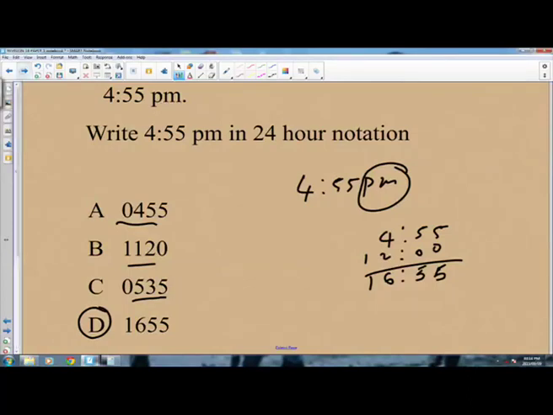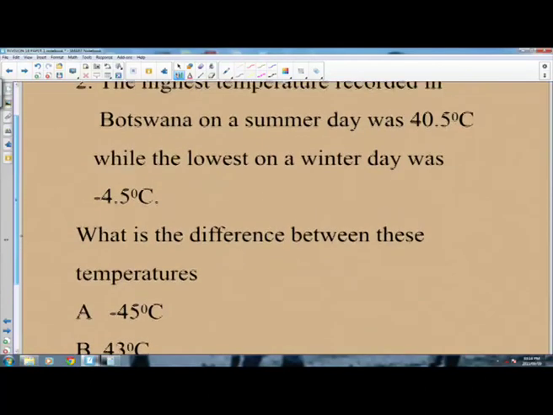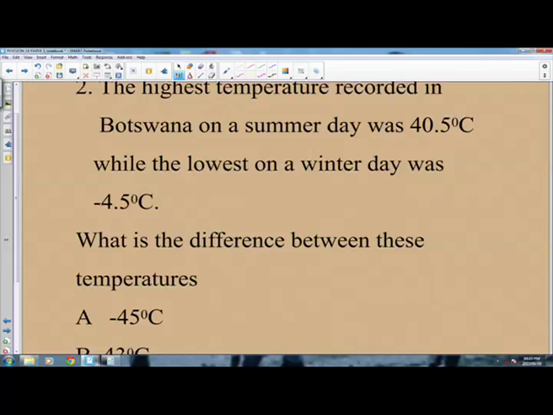Question number 2. The highest temperature recorded in Botswana on a summer day was 40.5 degrees Celsius, while the lowest temperature on a winter day was minus 4.5 degrees Celsius. Then the question is, what is the difference between these temperatures? So you have to find the difference between these temperatures. The difference is basically what we get when we subtract.